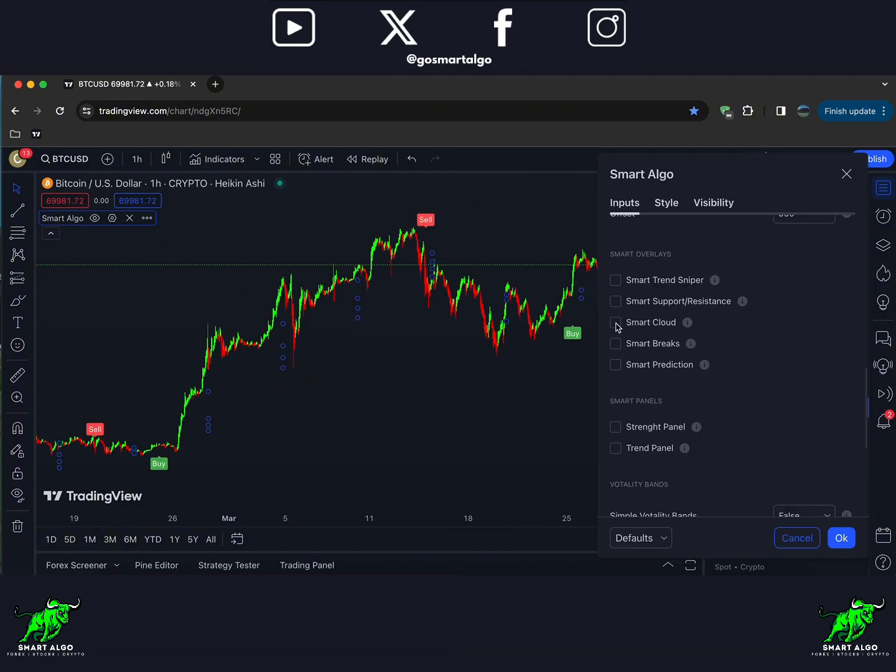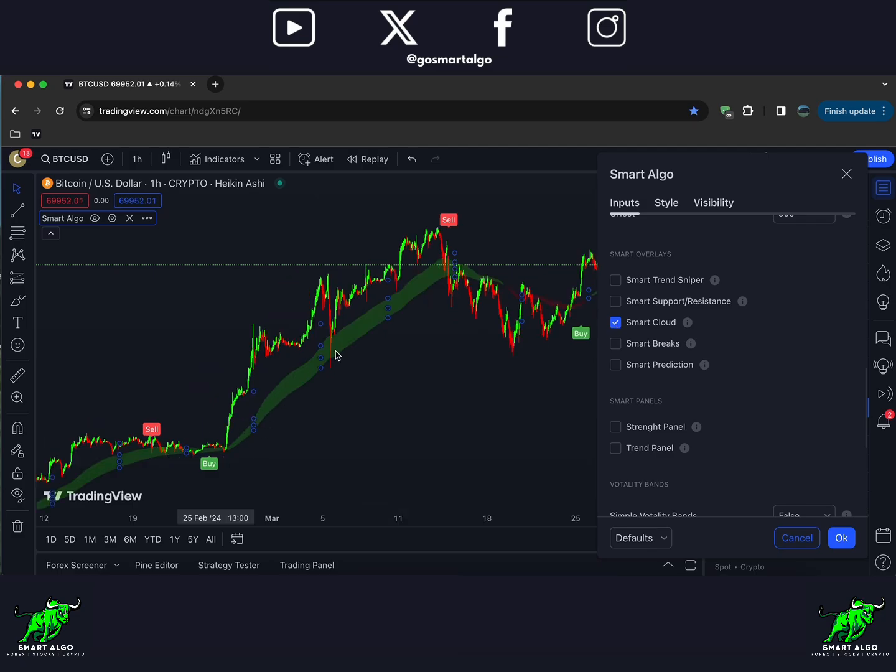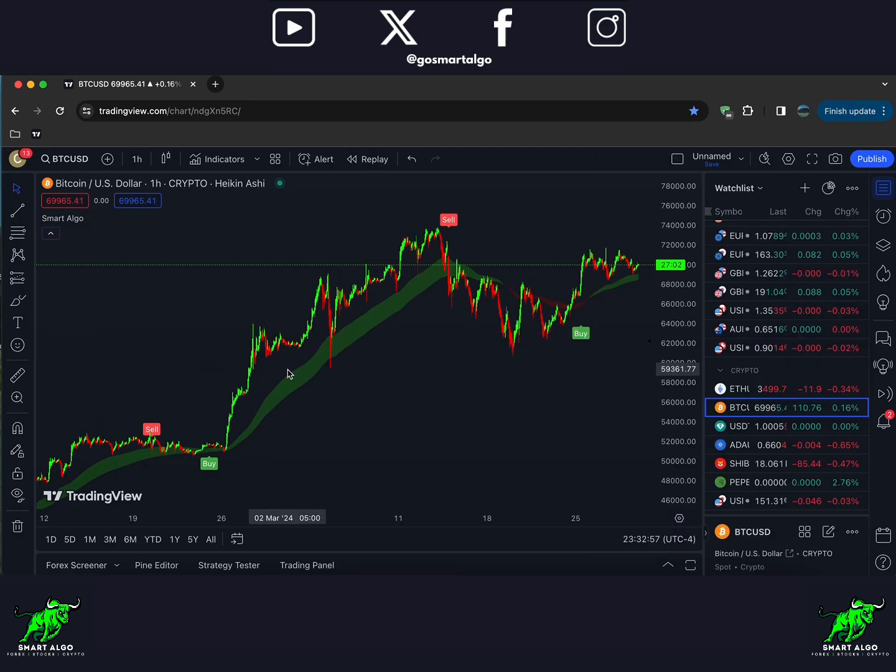So guys, the next feature we're going to be looking at is the Smart Cloud. Once you activate the Smart Cloud over here, it's going to insert these cloud looking things into your chart. The Smart Cloud is basically a trend following feature that shades the space between multiple moving averages to give us a quick visual on the market's mood.